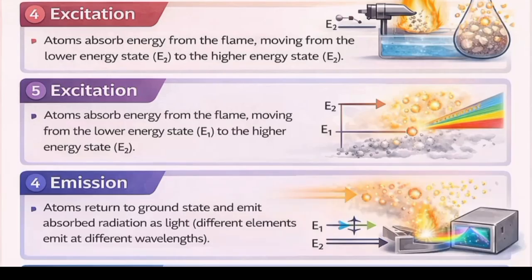Excitation. In this step, the atoms absorb energy from the flame and get transferred from the lower energy state to the higher energy state. The excitation energy will be different for different metals as different elements have different band gaps. Emission. Finally, when the atoms return to their ground state, they emit the absorbed radiation. The emission radiation has different wavelengths for different elements. This is finally passed.